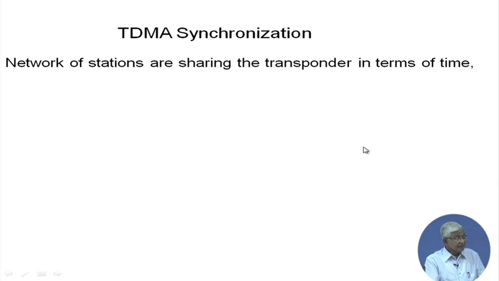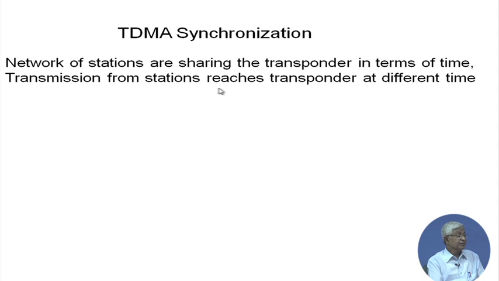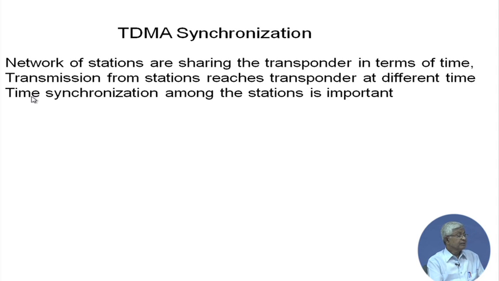But the important issue in TDMA is synchronization, particularly network synchronization. This network of stations is sharing the transponder in terms of time. So, they must transmit with a synchronized burst clock. The transmission from each station reaches the transponder at a different time, so in the frame it has to be put in proper time-interleaved order. This time synchronization among the stations is very important.